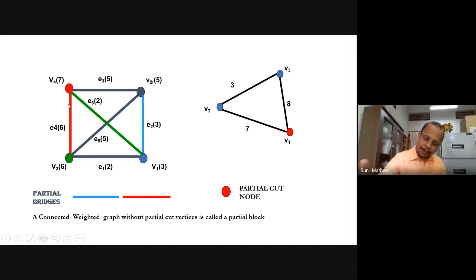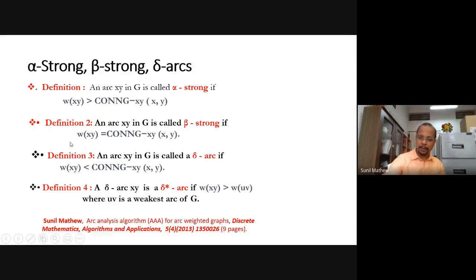There are a variety of partial bridges. Due to the time constraint, I am not going to discuss them. See, between these two nodes itself, the weight is 6. When it goes through some other path, it becomes something lesser than that. So that is a partial bridge. Now, in order to determine these partial bridges, we made an algorithm in 2013. It's called the arc analysis algorithm for weighted graphs. You may just refer to this paper for that.